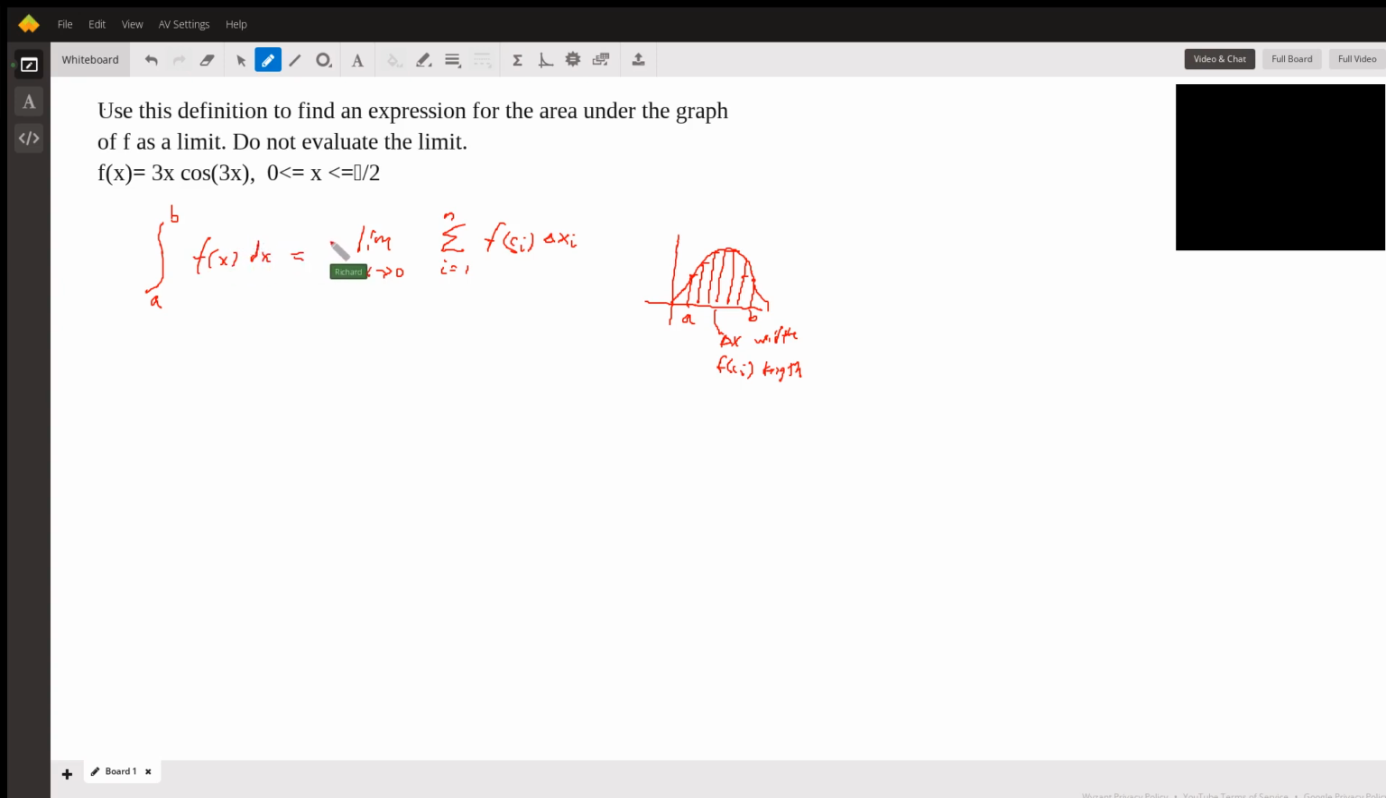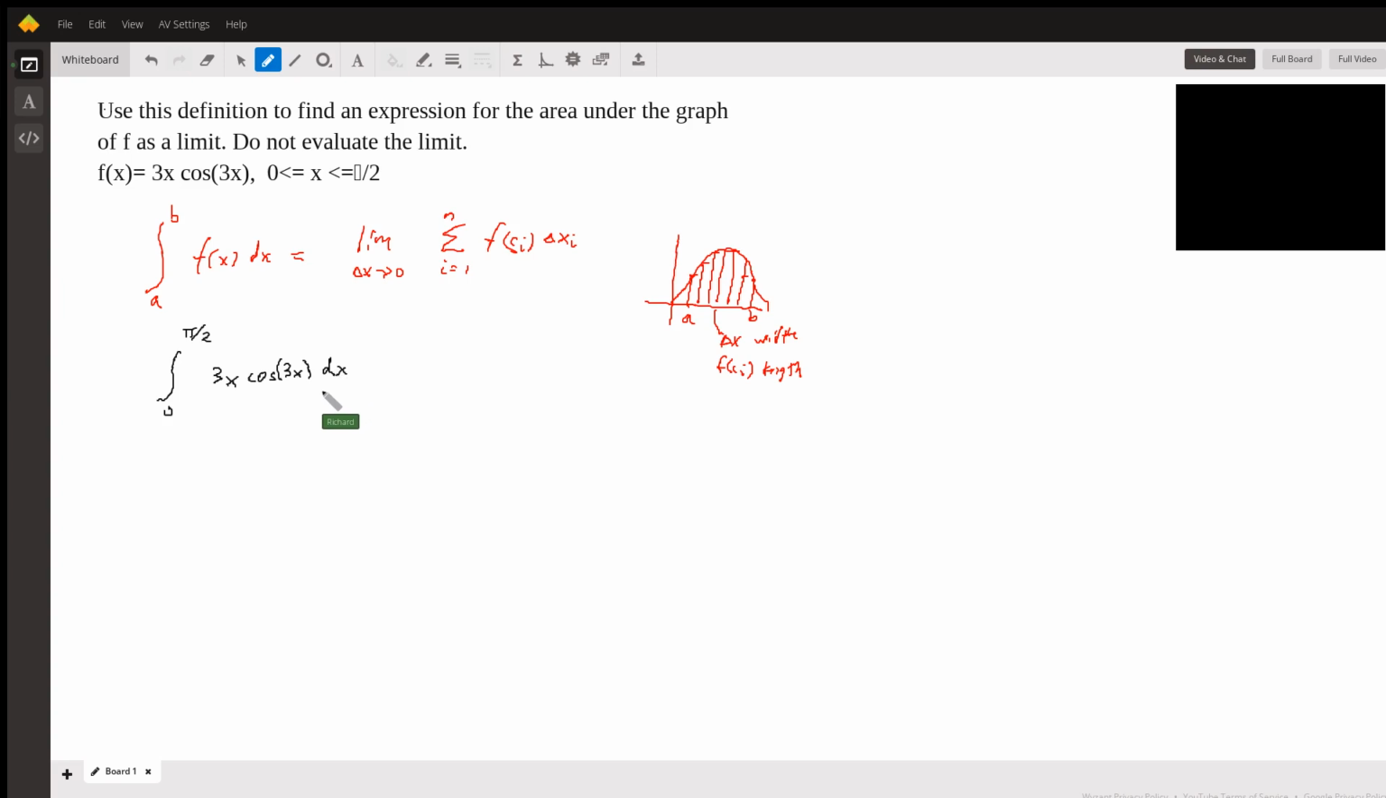Okay, so we're going to use this information to answer the question. We're told to use the definition. The area under this curve would be the integral from 0 to pi over 2 of 3x cosine 3x dx. You don't really need brackets here, but the problem has a bracket, so I'll put it there.